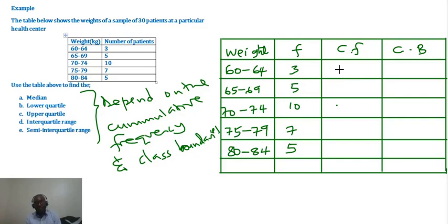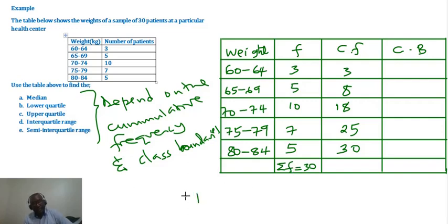The 3 is transferred here, that's the initial value. 3 plus 5, we get here 8. 8 plus 10, 18 here. 18 plus 7, we get here 25. 25 plus 5, we get here 30. Meaning that summation F is equal to 30 here. Now we are remaining with getting the class boundaries.